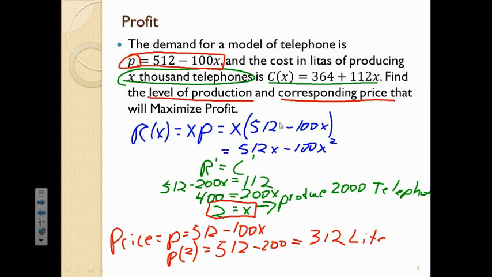That makes sense. A 312 lita phone is a reasonable price for a phone. If it was in thousands, it would be 312,000 litas for a phone. That would not be a good thing. But we come back to this and we realize that we should produce 2,000 telephones and we should sell them for 312 litas, and that will give us our maximum profit. So this kind of thing you'll see in the homework. And remember the tip, it simply saves a couple of steps.